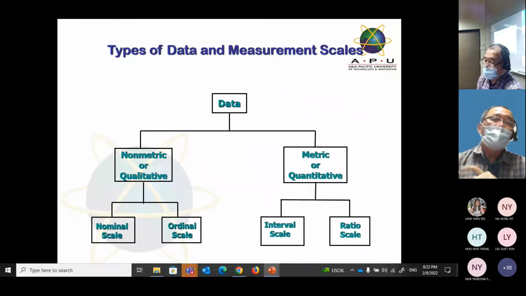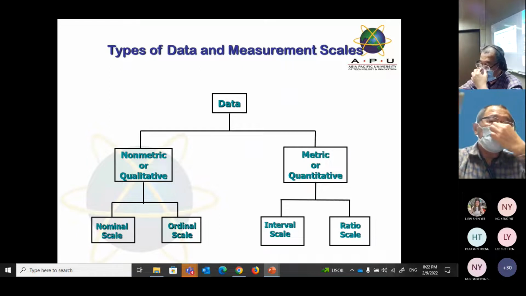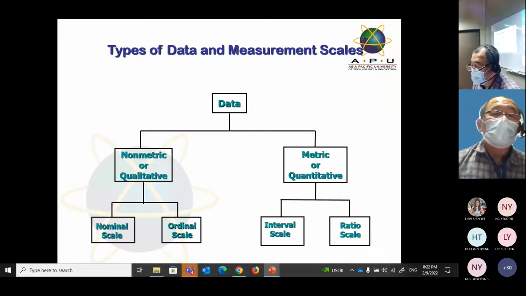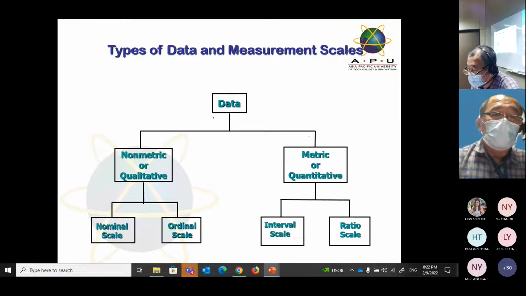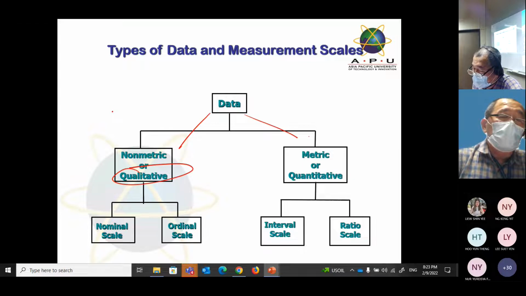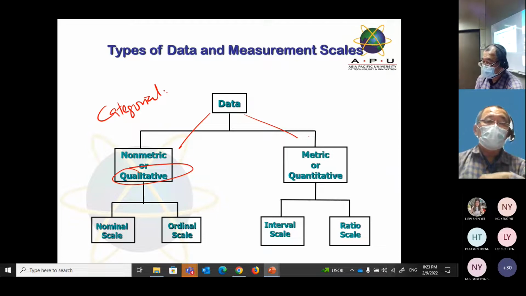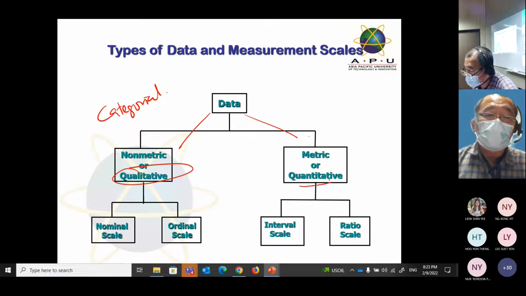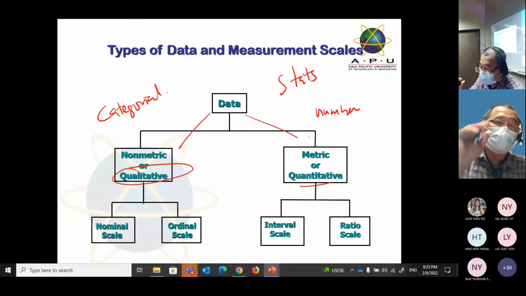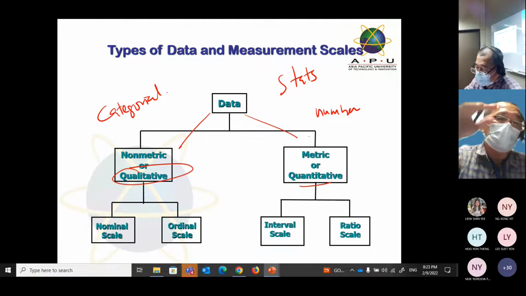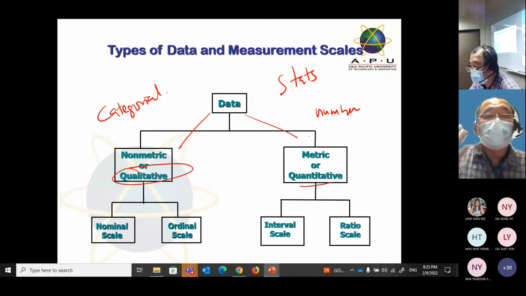Okay. So as I mentioned just now, this part is very important. You must first understand your data. The data can be non-metric or metric. Non-metric means qualitative. We can also call it categorical. Metric means quantitative, means numbers. I know you learned this already, but I must repeat here, because if you don't know this, then we cannot proceed with more advanced data analysis.